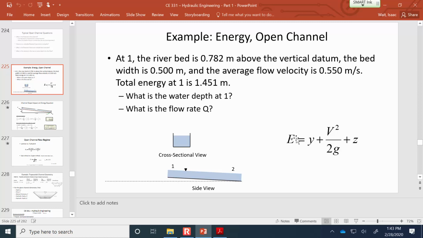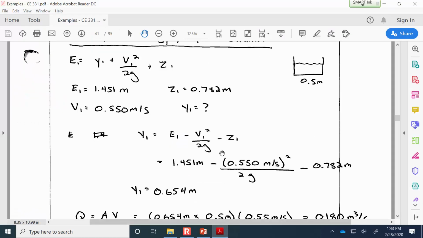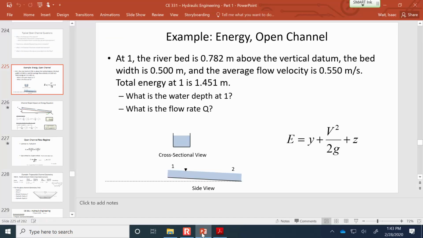So we're given E, we're given the velocity, we're given the elevation above a datum. We want to solve for the depth, Y. So rearranging this energy equation to solve for the unknown flow depth and substituting in the given energy, the known velocity information, the elevation above the datum, the flow depth should be 0.654 meters.